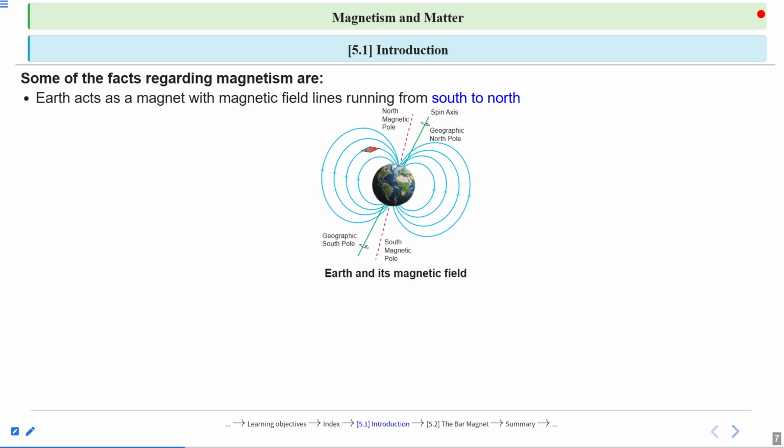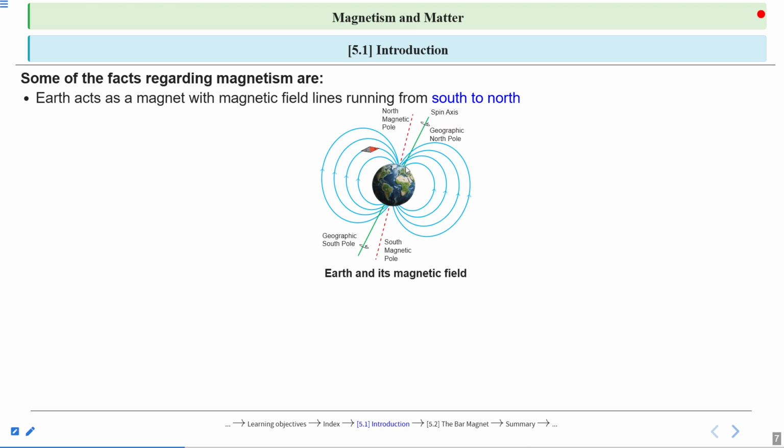So this is the diagrammatic representation. You can see there is the Earth, and this green line is the geographical axis. The geographical axis is the axis about which Earth is rotating. And this dotted red line is the magnetic axis.